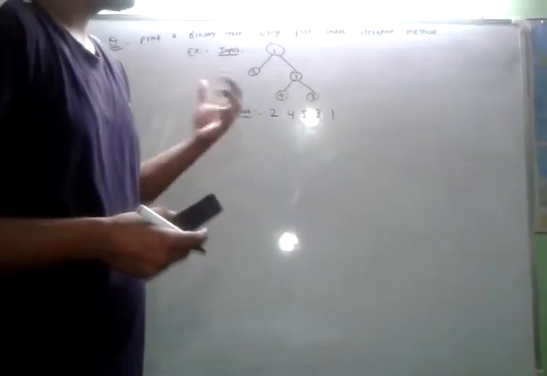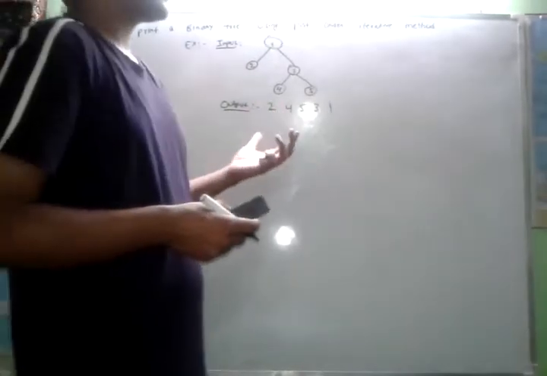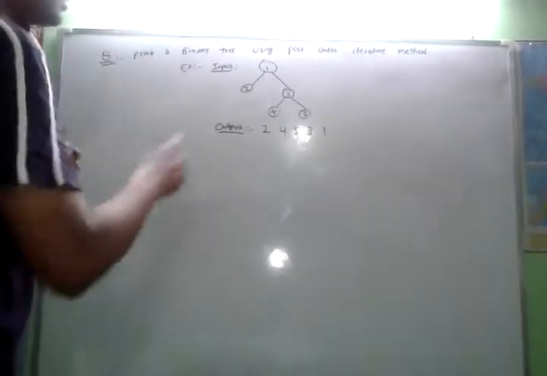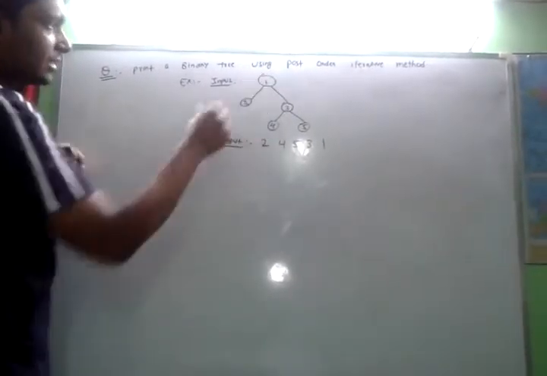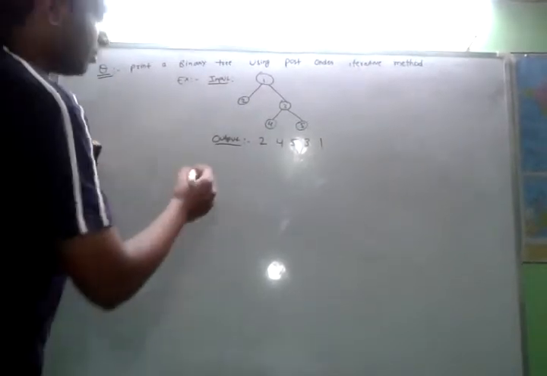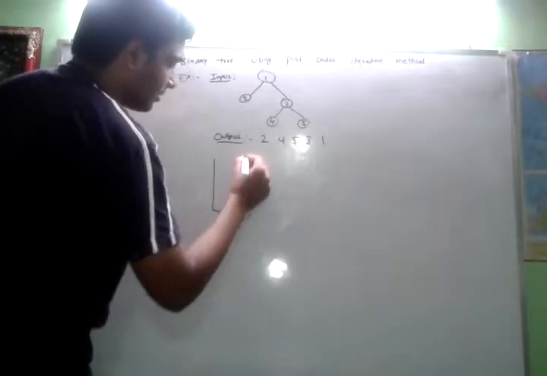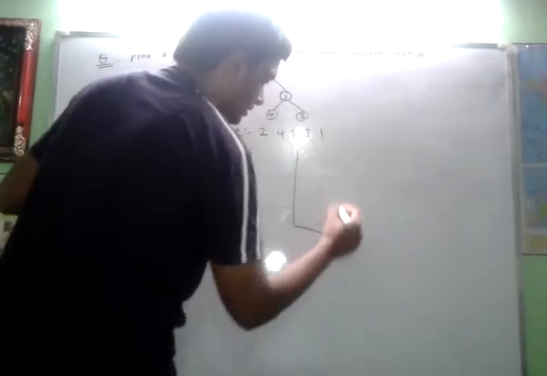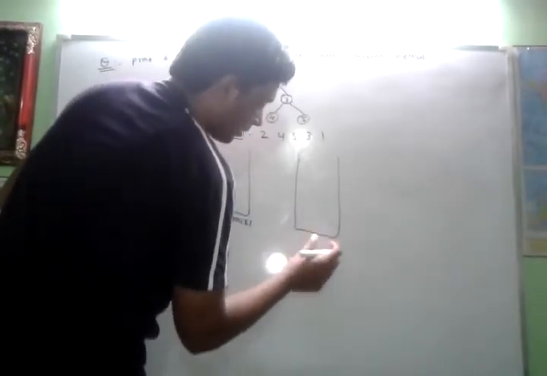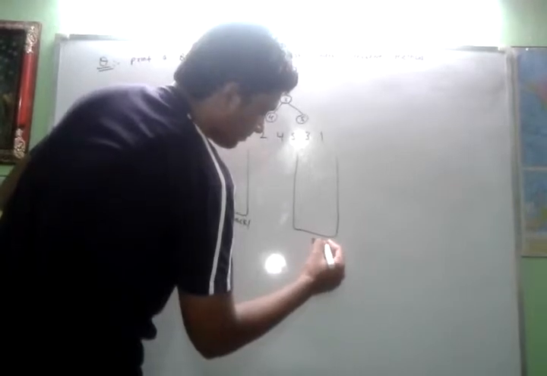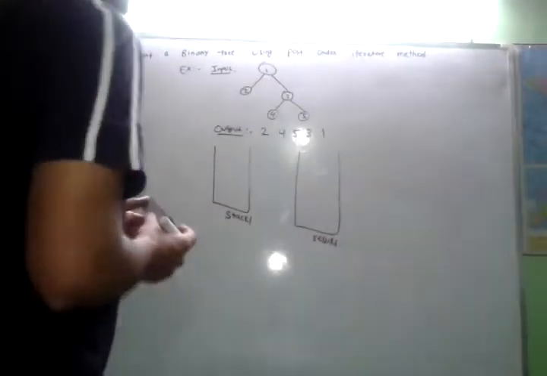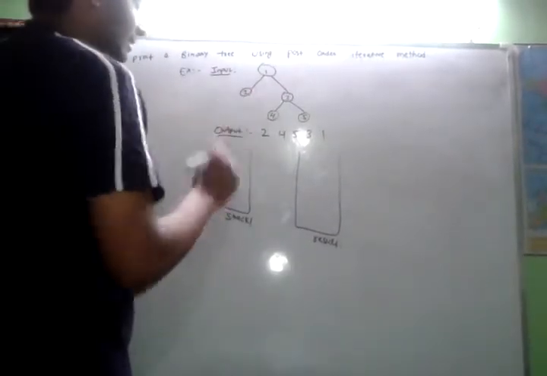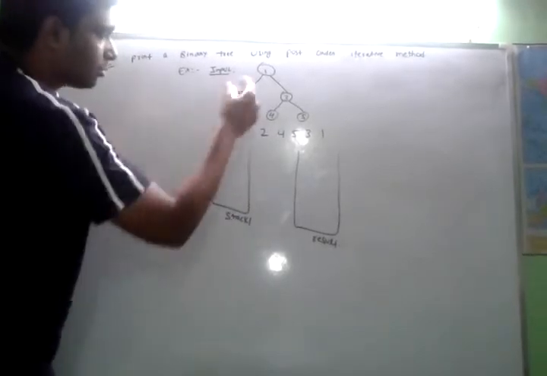To print this binary tree using the iterative method, we need 2 stacks. So how are we going to do that? Let's see. Suppose this is a tree and we need 2 stacks. This is stack 1, and this is stack 2. Give it the name result. Okay, so first of all, push the root node into stack 1. So we push the root node into stack 1.